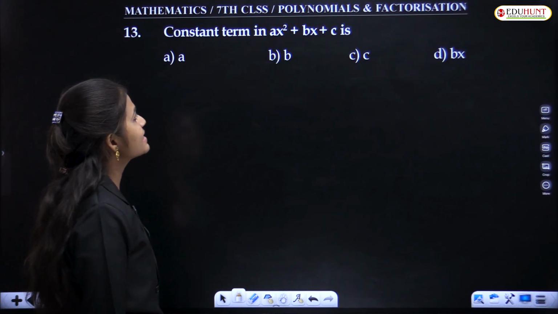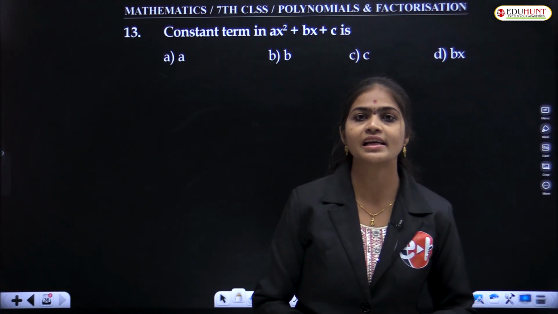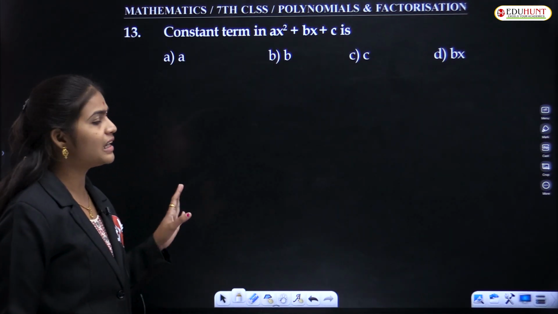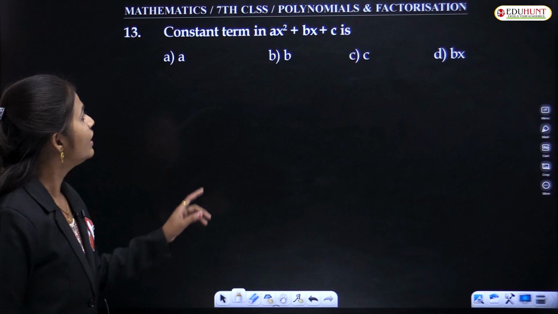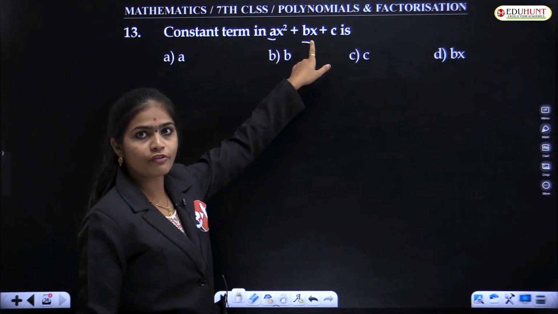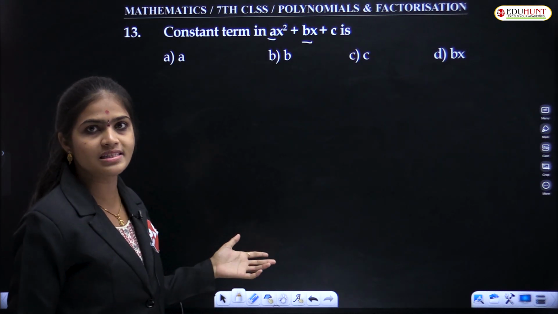Constant term in ax square plus bx plus c. Already we know that ax square plus bx plus c is a polynomial expression. Here, a is the coefficient of x square, b is the coefficient of x, and c is the constant. That is what they are asking. What is the constant here? c is the constant.